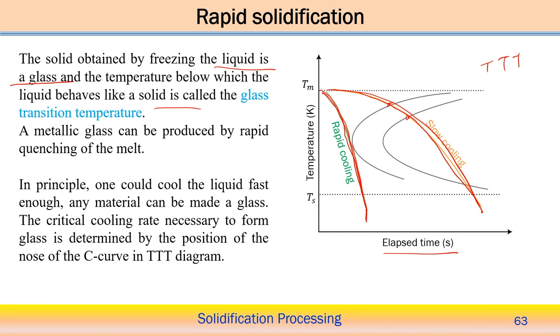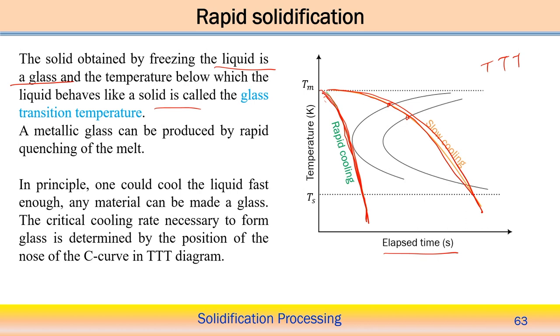So in principle one could cool the liquid fast enough, and definitely any material can be made into a glass-like structure. The critical cooling rate necessary to form the glass is determined by the position of the nose of the C curve. That means that for a particular material, the nose of the C curve determines the critical cooling rate such that it passes through to the glass-like structure. Whatever cooling rate is represented here is not touching the nose of the C curve, so it actually decides the cooling rate for the rapid cooling.